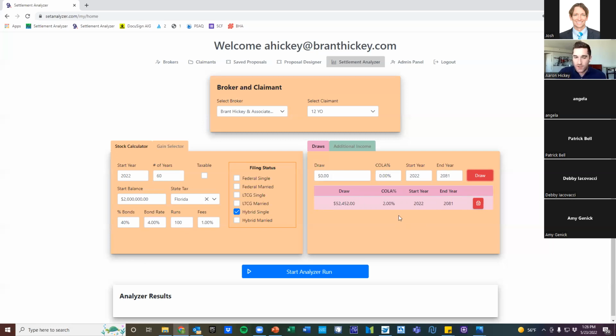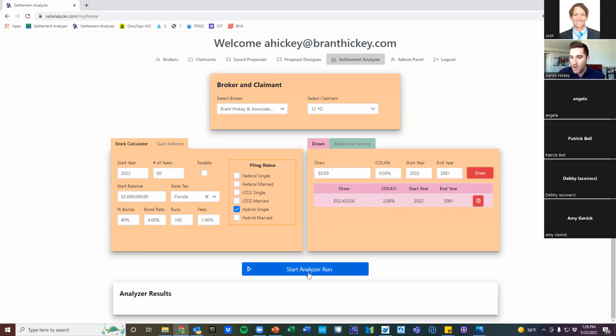So once we've added our draw, which is our annuity benefits, once we've added all of this information on our left to model the portfolio that we're comparing between the two, our blue button down here pops up, Start Analyzer, Run. So what you do is very, very simple. You click the button, and now I'm going to scroll down and just show you guys the results of this run.